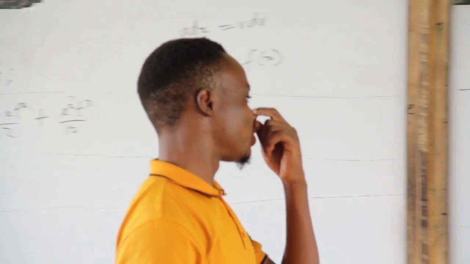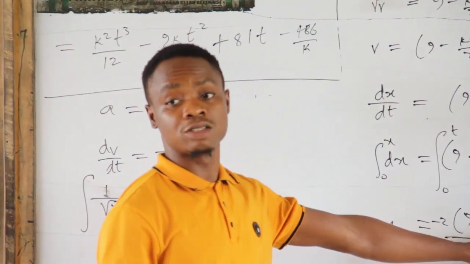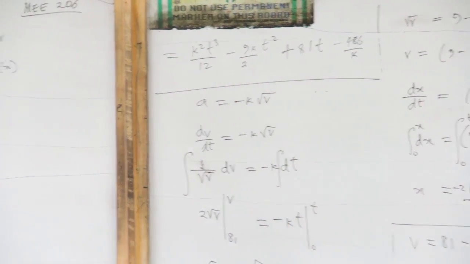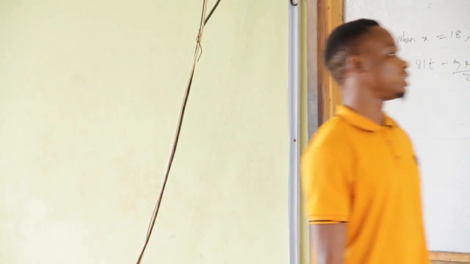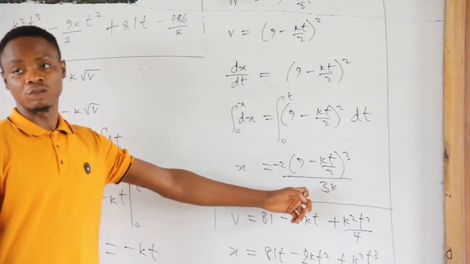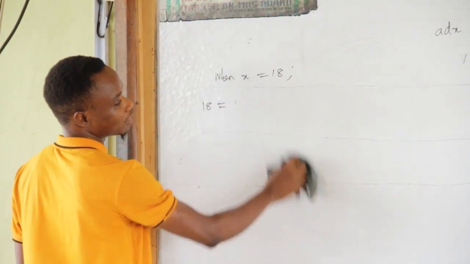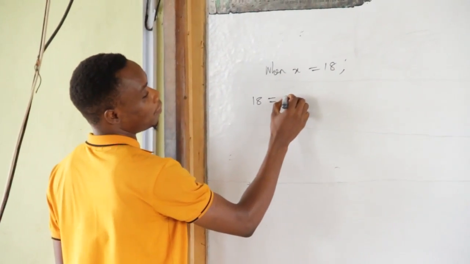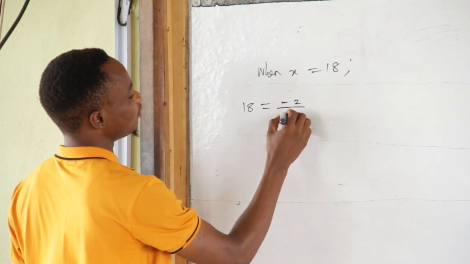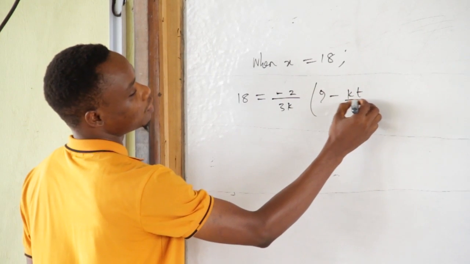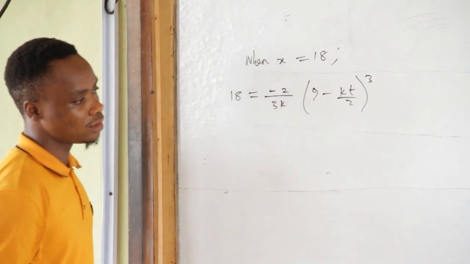So, yeah, it will be easier to solve when you use this. Do you understand what I'm saying? It will be easier to solve for t when you use that expression. You can easily get c in terms of k. Does that make sense to you? When you use this one, you can easily get that expression. So let's use that. That is going to give you minus 2 all over 3 into 9 minus kt over 2 all raised to the power 3. Is that clear?